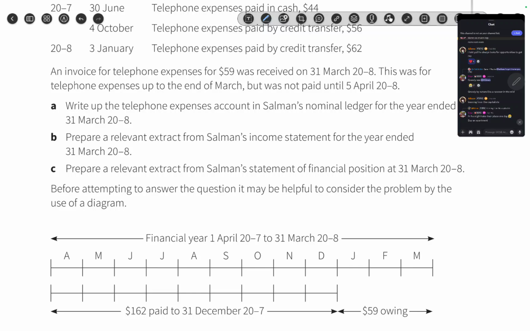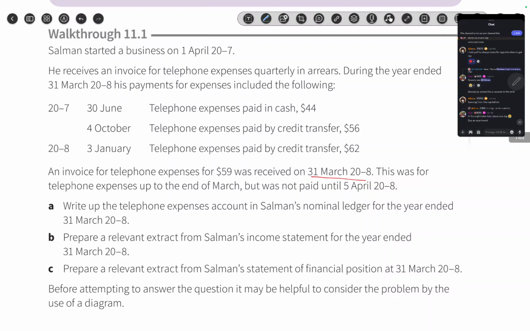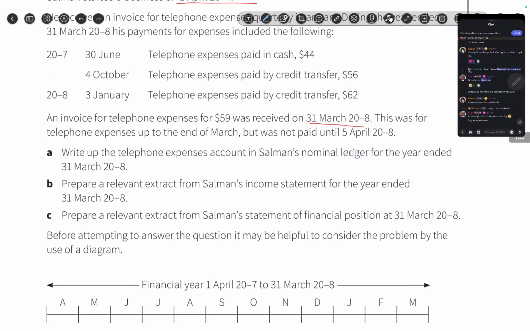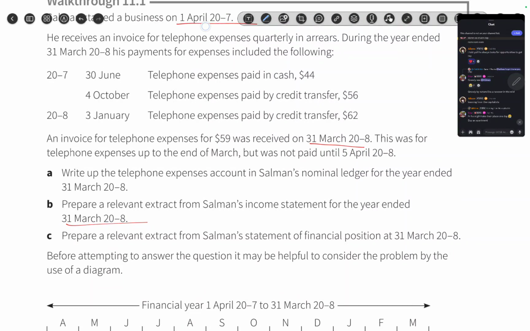For 59, received on 31st March 2008. Now, for this kind of questions, you need to know when the year ends. 1st April 2007 is when the year starts. 31st March 2008 is when the year ends. Okay. So this is year end. This was for telephone expenses up to the end of March, but was not paid until 5 April. That's kind of a weird way to word this stuff. Telephone expenses up to the end of March, so you can see that they paid the telephone expenses all the way to January. They didn't mention it. That's crazy.